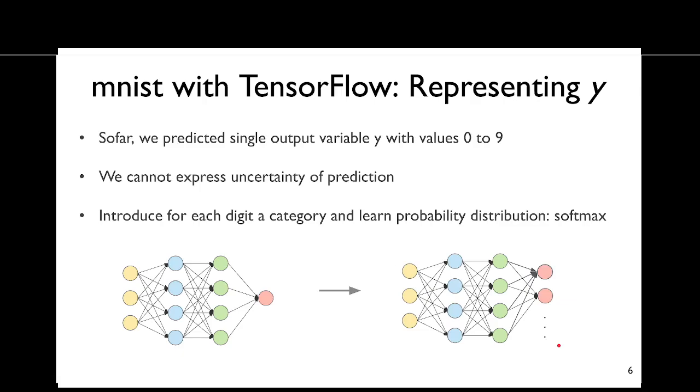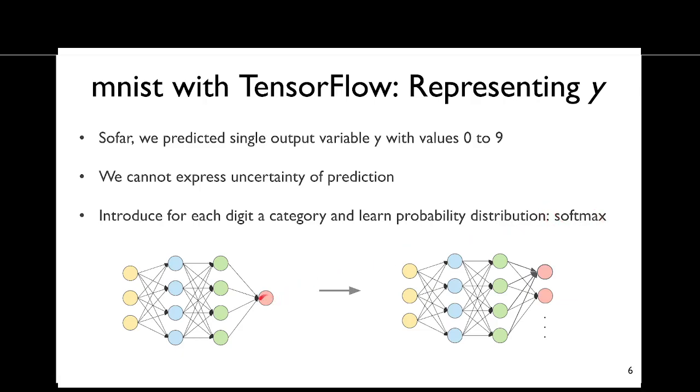Now let's move to y. So far we predicted a single output variable for y, and it had the value 0 to 9 to represent the different digits. We could not express uncertainty of our prediction. We could not say that we're really certain that this is a 5, or in another case that this could be a 7, but it could also be a 1, but it's definitely not a 0. So now we introduce for each digit a category, and we learn probability distributions, which is called softmax.